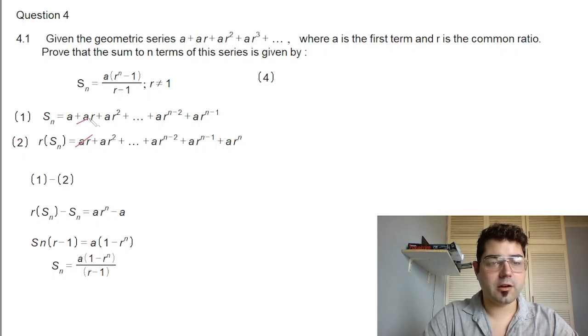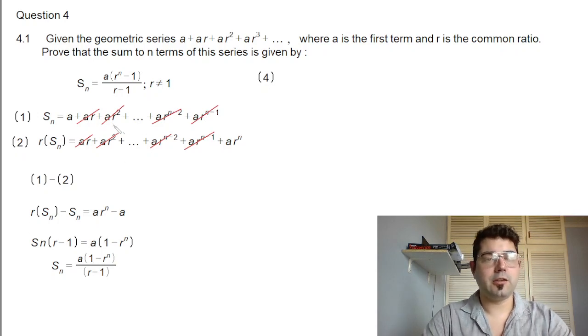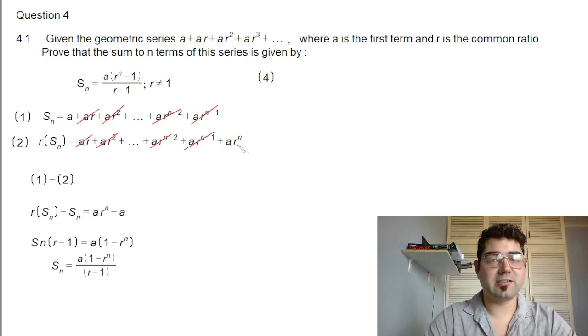The ar cancels with the ar, the ar squared cancels with the ar squared, the ar to the n minus 2 cancels with the ar to the n minus 2, and the ar to the n minus 1 also cancels out. What that leaves you with is, in the second equation, ar to the power of n, and in the first equation just a. So second minus first, this is what we are left with over here.